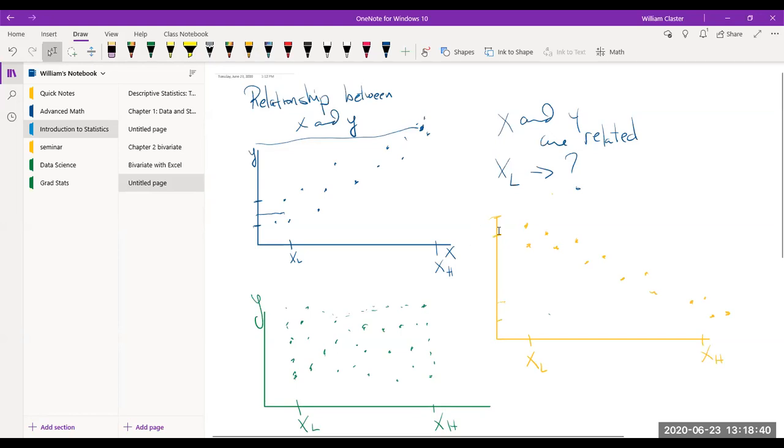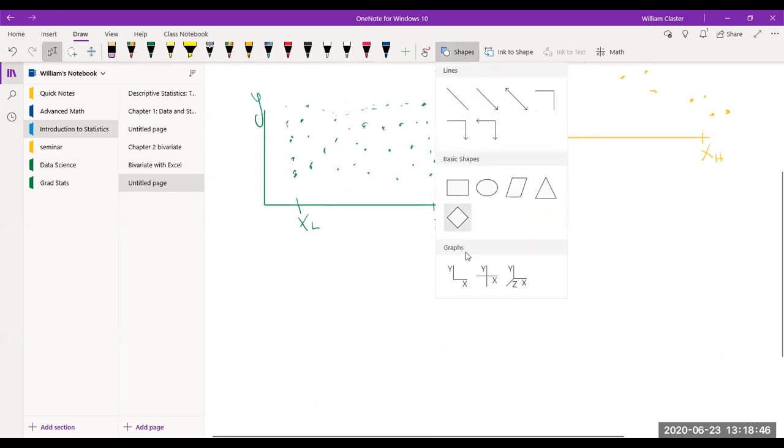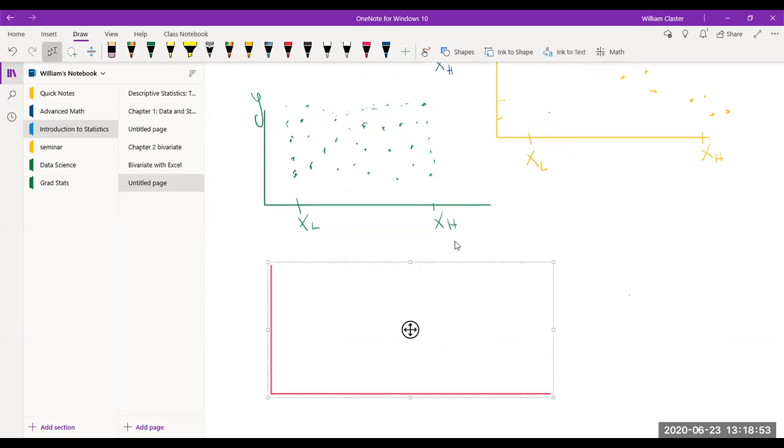Yes. Okay, one more. Let's do one more. Let's say, okay, I'll use red. Let's say that we have one more. Let's do this one.